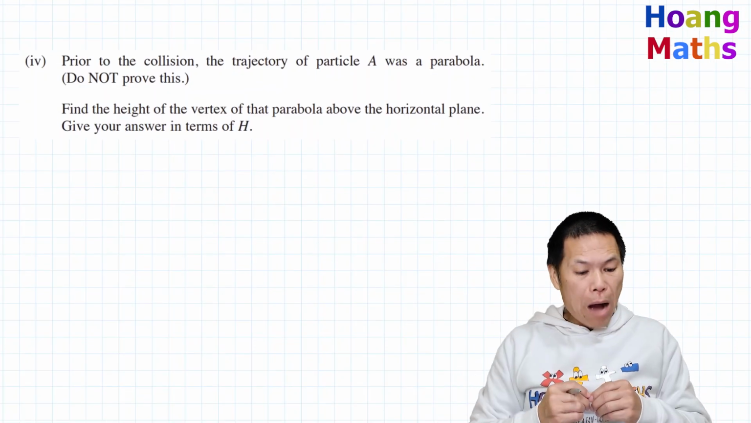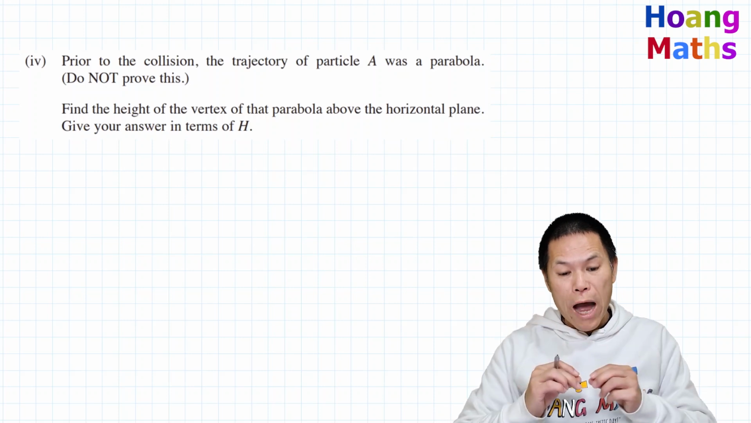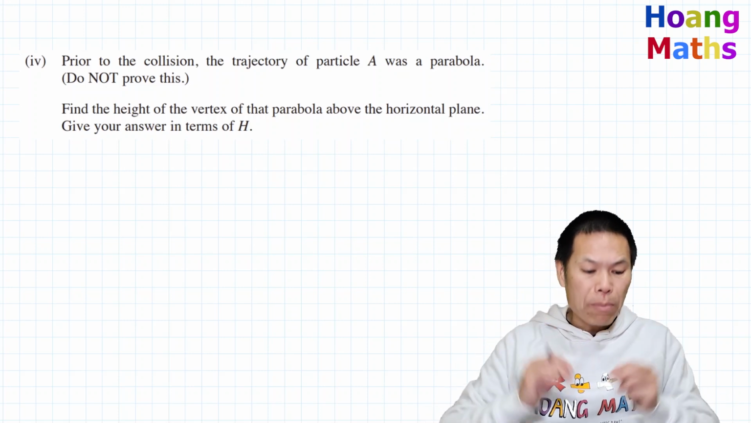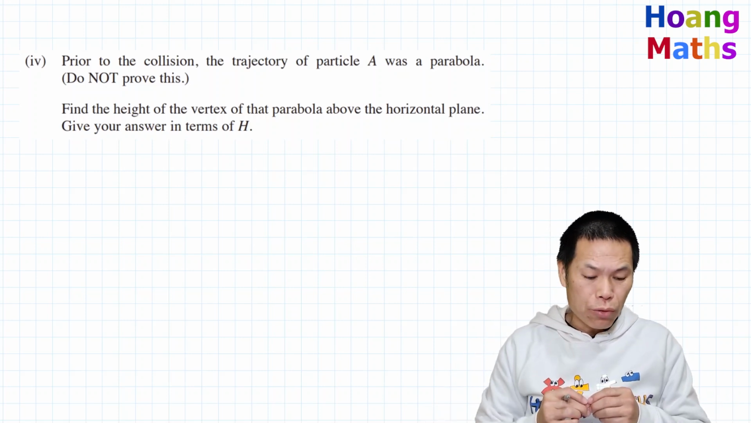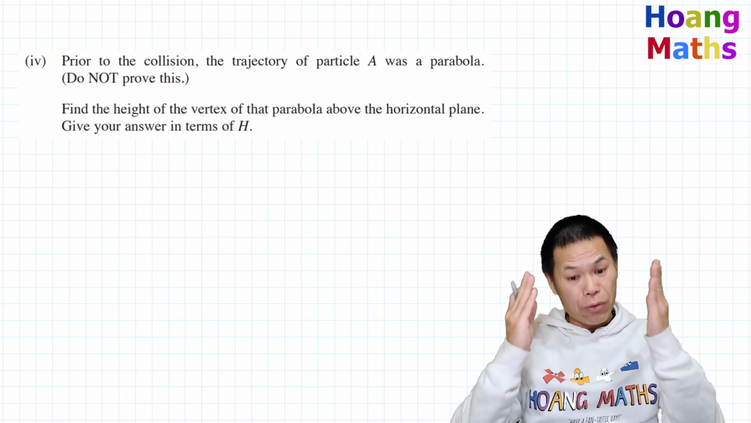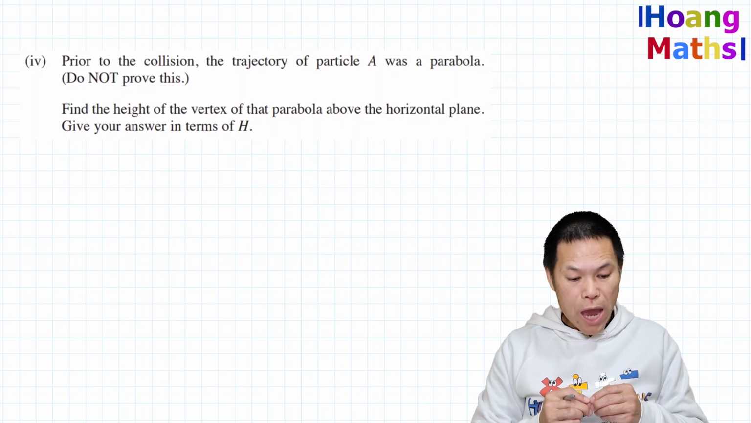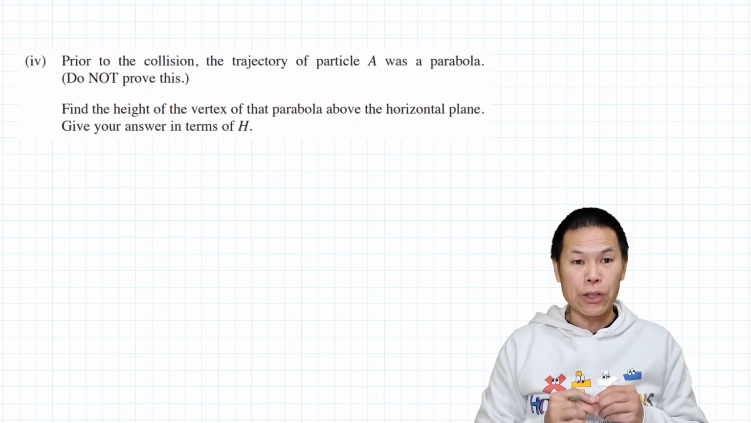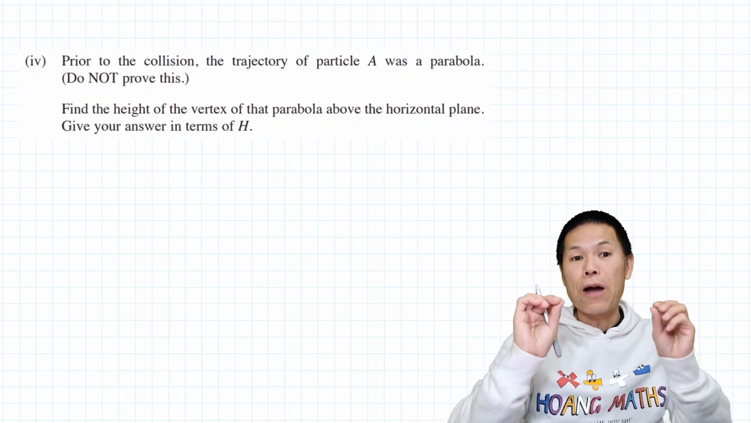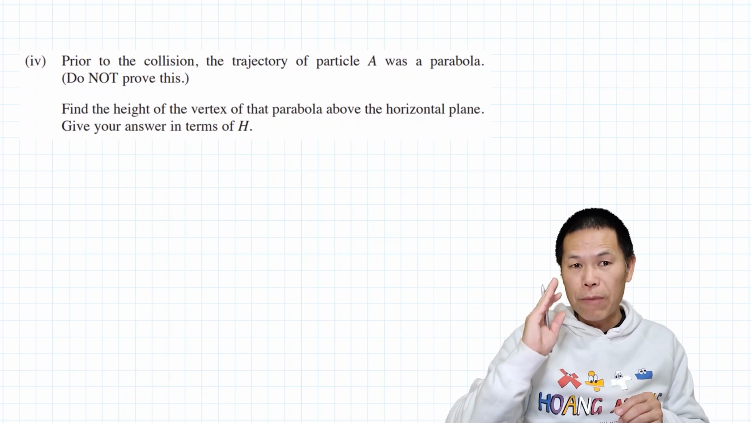Part 4. Prior to collisions, the trajectory of particle A was a parabola. Of course, we don't have to prove this. Find the height of the vertex of that parabola above the horizontal plane. Give your answer in terms of h.